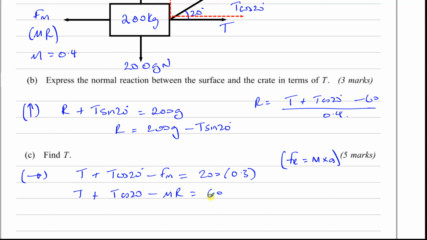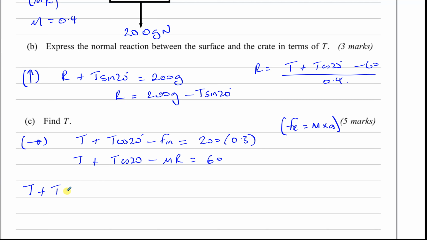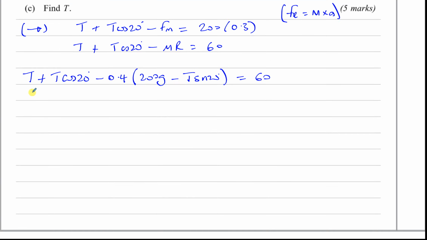One equation is by resolving vertically, the other by resolving horizontally. Both of them have R and T in them, so we're solving these two equations simultaneously by some sort of elimination. So what I would do next is write T plus T cosine 20. Now I don't like to write decimal values for this until the end. Minus 0.4, as mu is 0.4, times R. What I'm going to do is replace the R with this: 200g minus T sine 20, and that's equal to 60. Now we have to make T the subject of this. So I have T plus T cosine 20 minus 0.4 times 200, which is 80, so that's 80g.